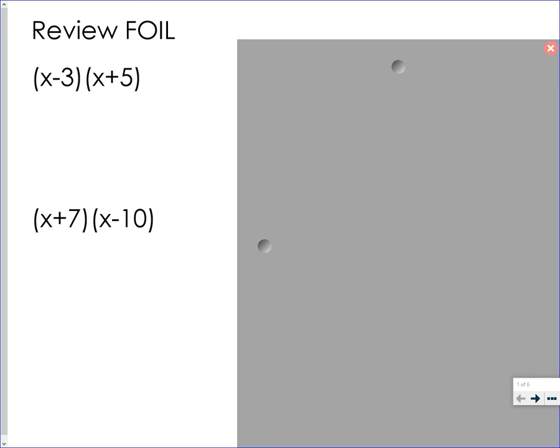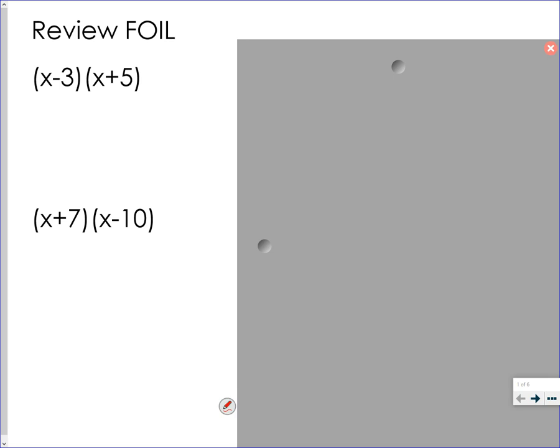Hello again, math students. We are going to keep doing some factoring like we did in the last lesson, but today, instead of always having the same signs, we've got a little bit different situation. So let's start the same way that we did yesterday. Let's review FOILing so that we can use that when we do our factoring.